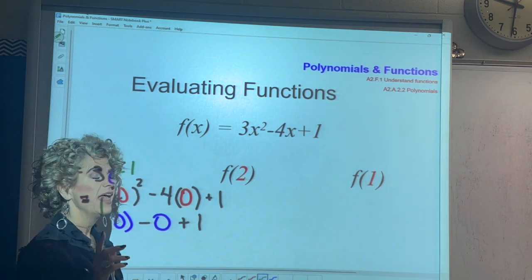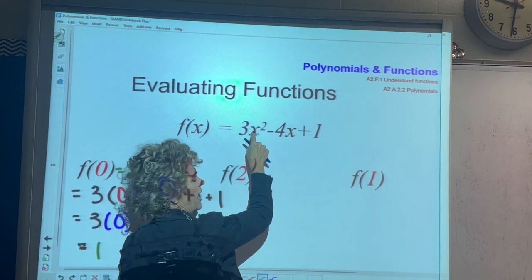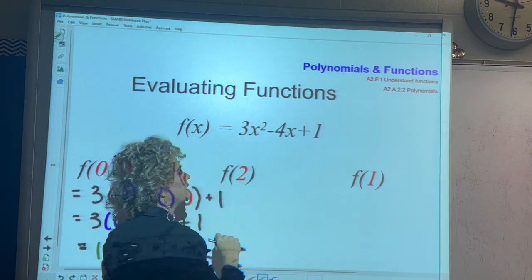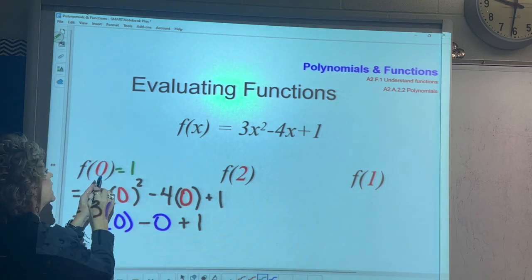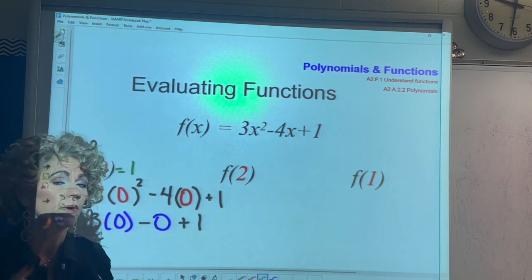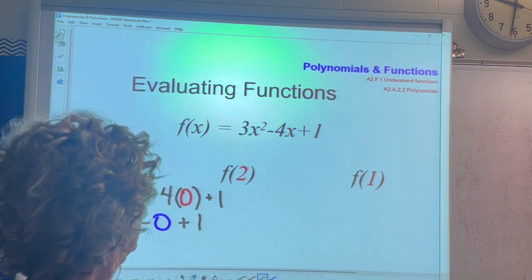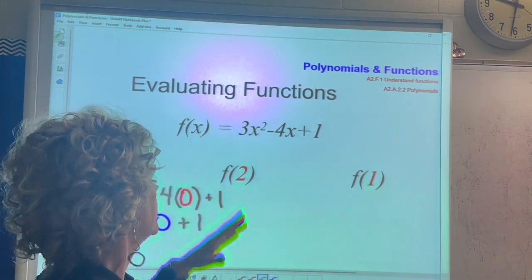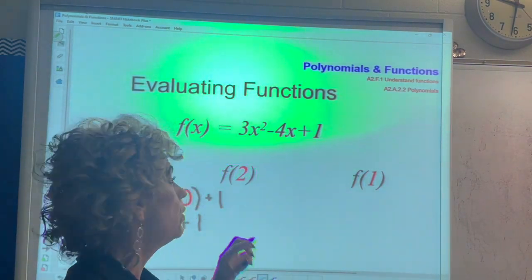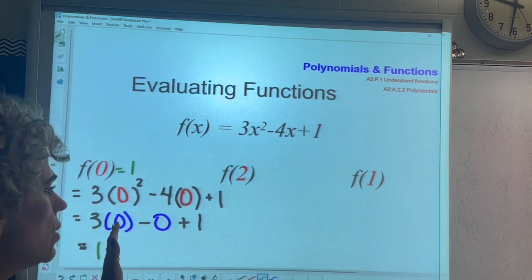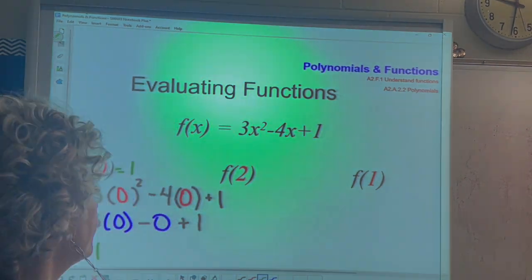What does that mean? That actually means if we were to graph this 3x squared minus 4x plus 1, we can go to our x value at 0 and we will get our y value of 1, our function value at 1. So I'm going to pause this real quick. I'm going to go to Desmos and I'm going to graph that for you.